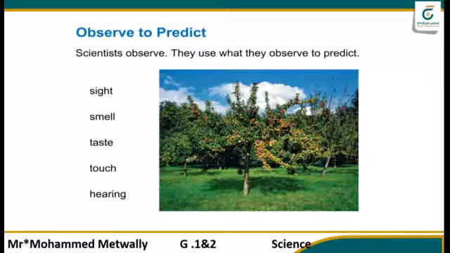They can use their sight, they can use smell, they can also use taste or touch or hearing. So scientists use their senses to observe, then predict what is going to happen. This video will show you how to observe and predict.